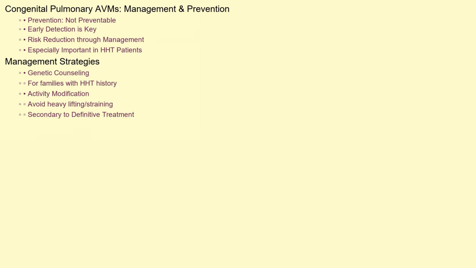While we can't prevent congenital pulmonary AVMs, early detection and management, especially in individuals with HHT, can significantly reduce the risk of complications. Genetic counseling can be helpful for families with a history of HHT. Avoiding activities that could increase pressure in the lungs, such as heavy lifting or straining, might be recommended in some cases, but this is usually secondary to definitive treatment.